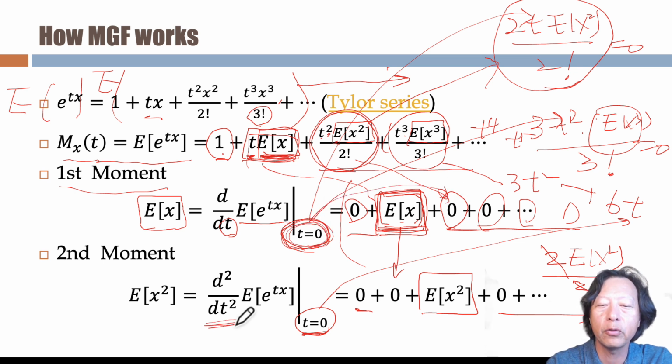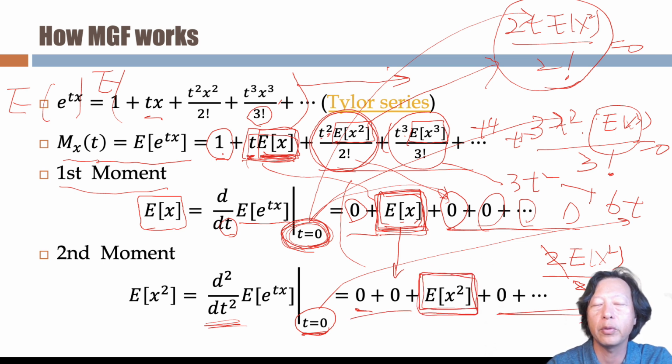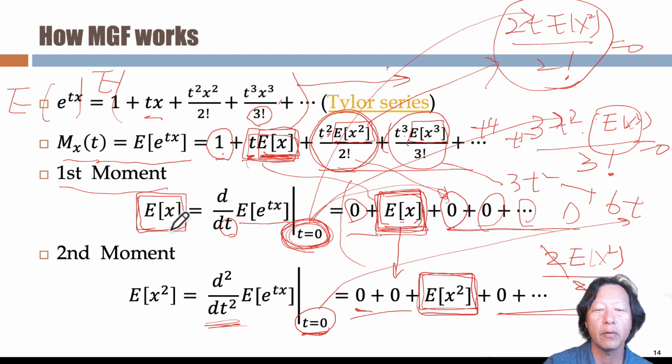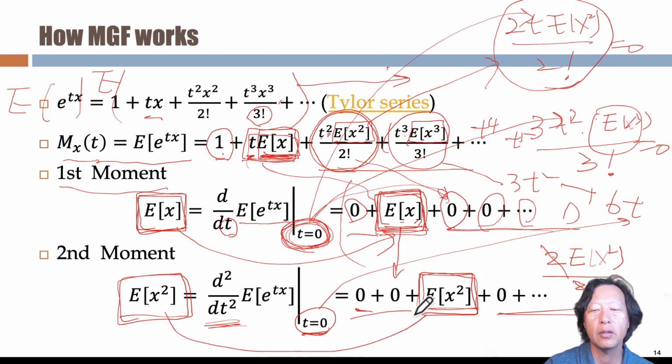And if you take a second derivative, only the second part remains, and everything else will be 0. So that's why this satisfies our definition of the first moment and the second moment. So if we utilize this moment generating function, maybe we can get a moment way easier than with the integrals.